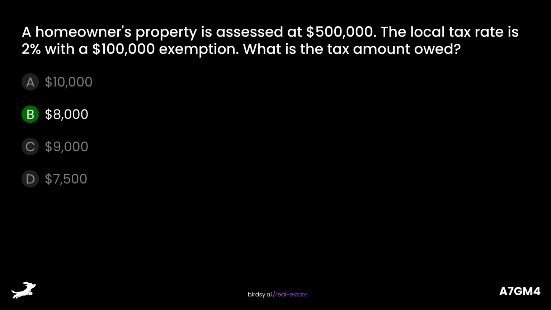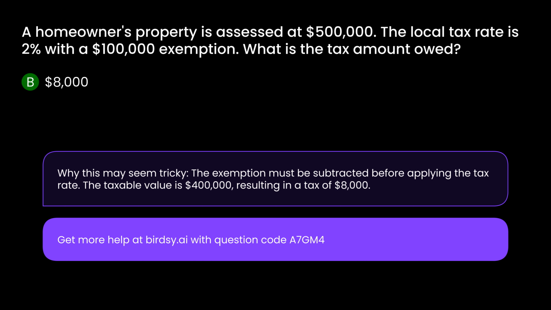$8,000. Why this may seem tricky: the exemption must be subtracted before applying the tax rate. The taxable value is $400,000, resulting in a tax of $8,000.